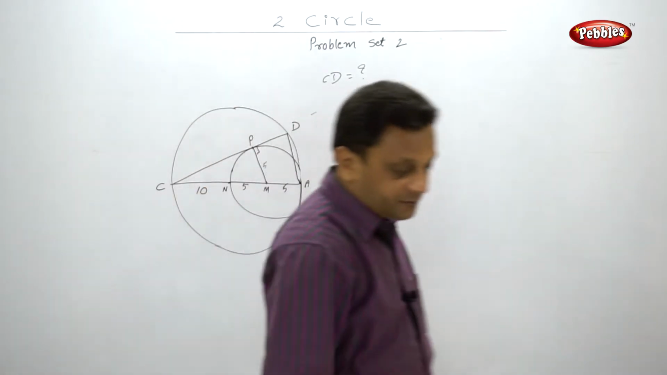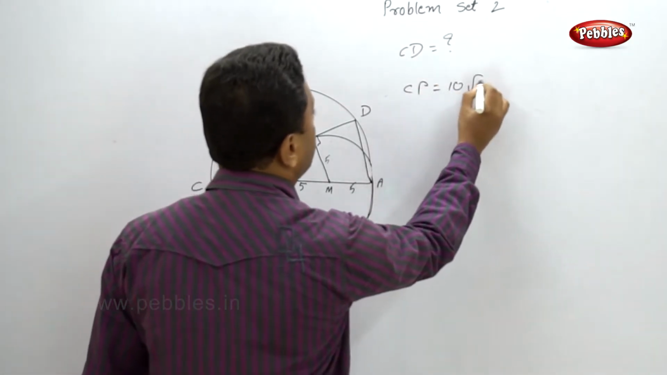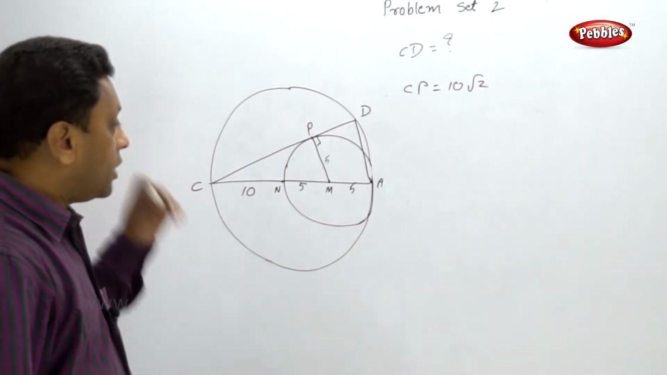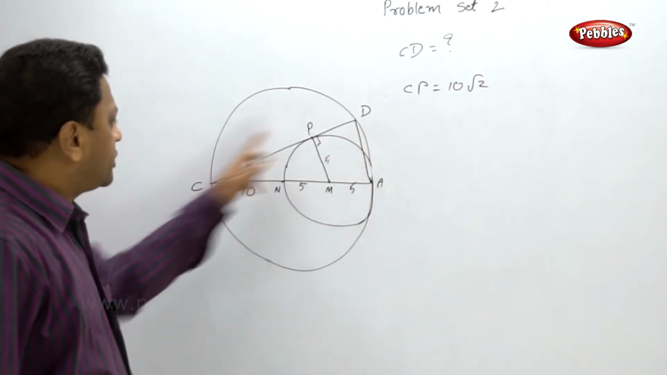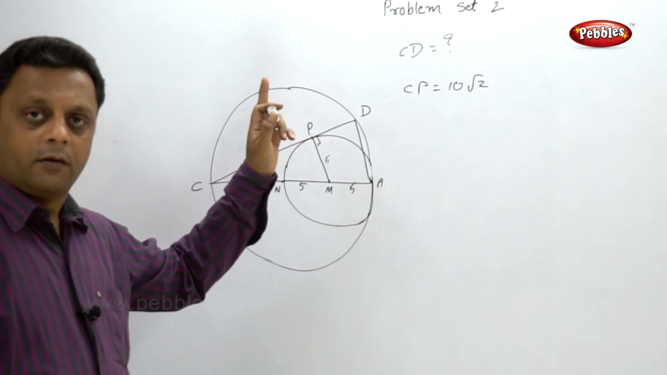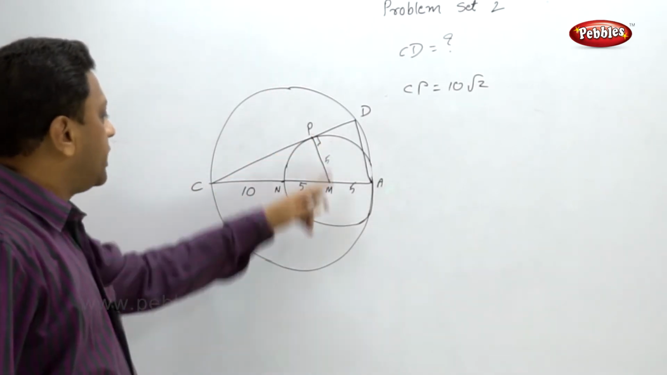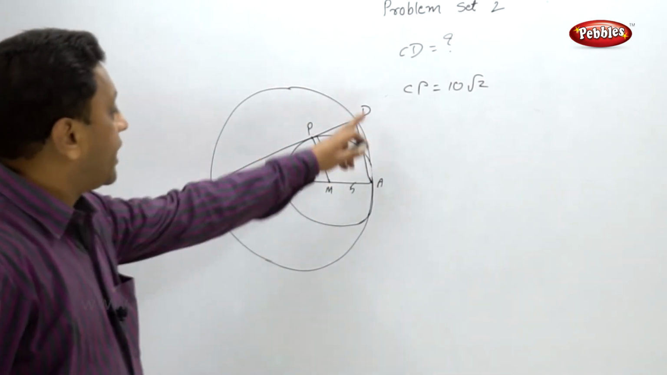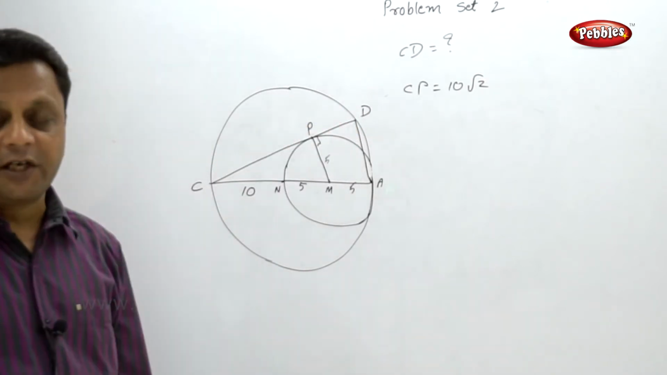Do it now please. CP is 10 root 2. This is what we find. Now, can you see these two triangles? Can we prove that these two triangles are similar, that is CMP and CAD? If we can prove that, then we can easily find the length of CD here.